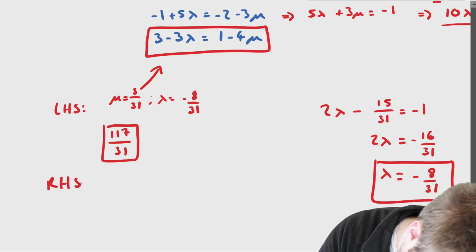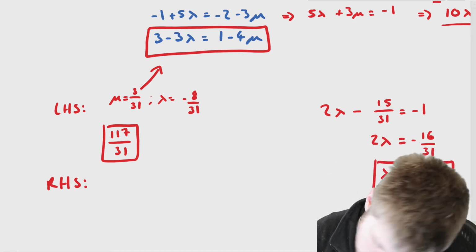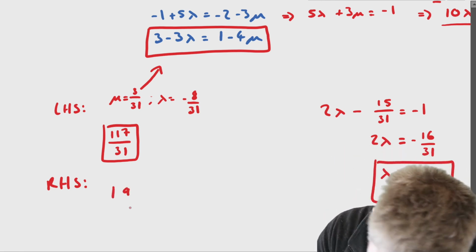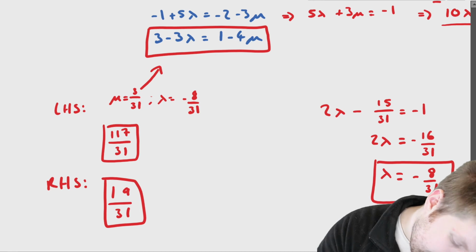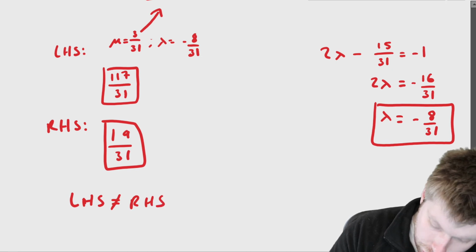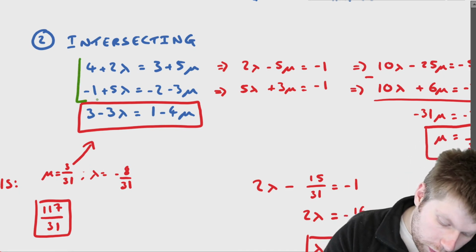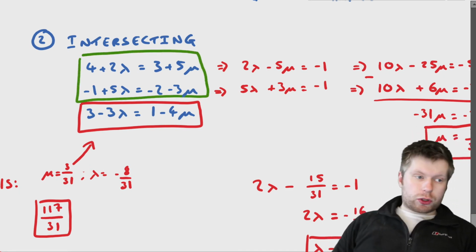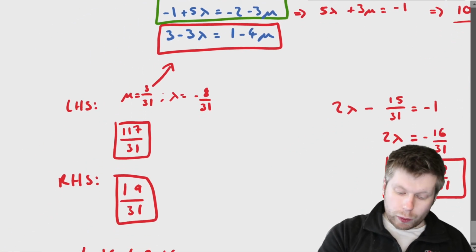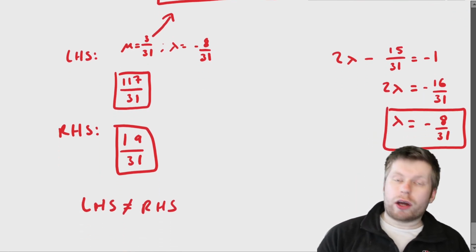If I look at the right-hand side, in other words, 1 minus 4 times mu, that's going to be 1 minus 12 over 31. Well, that comes out as 19 over 31. So the left-hand side is not consistent with the right-hand side, because remember that the mu and lambda which I found over here were only consistent with the top 2 equations. So mu and lambda work in the top 2 equations, but I also need them to work in the final equation if these lines are going to be intersecting. When I stick my mu and lambda into my bottom equation, in other words my k components, I don't find that they're consistent.